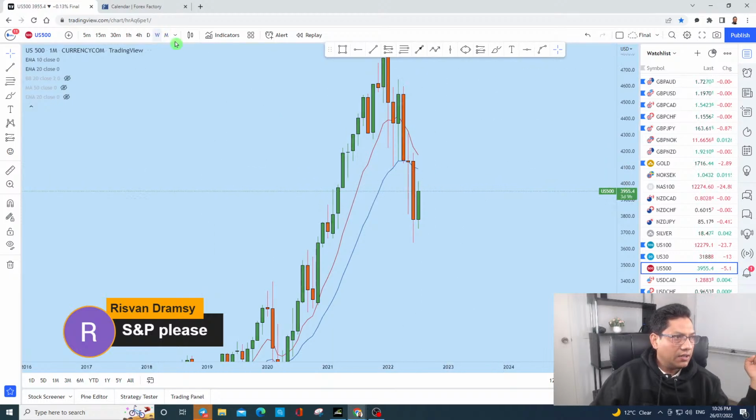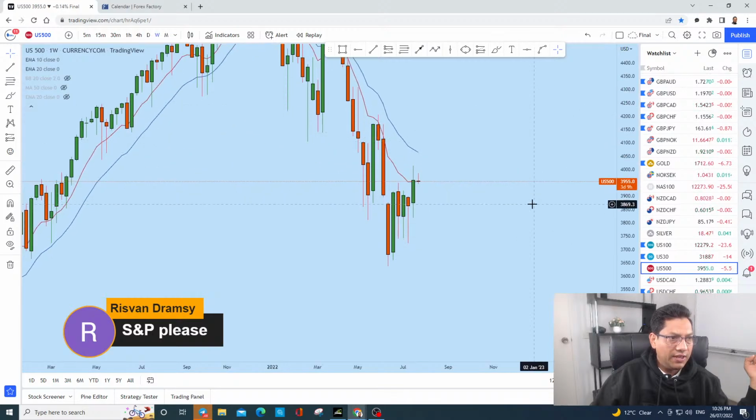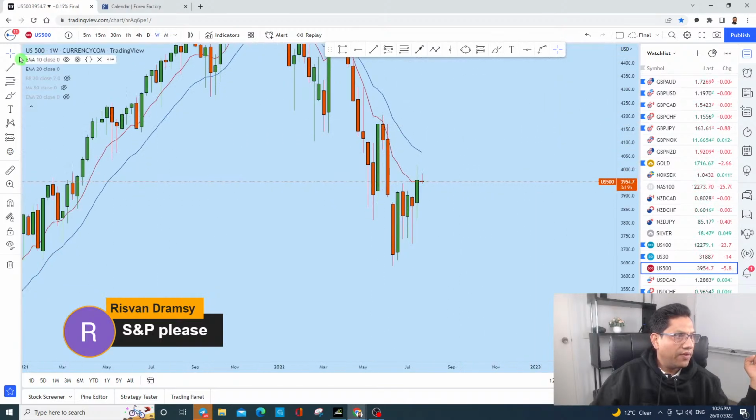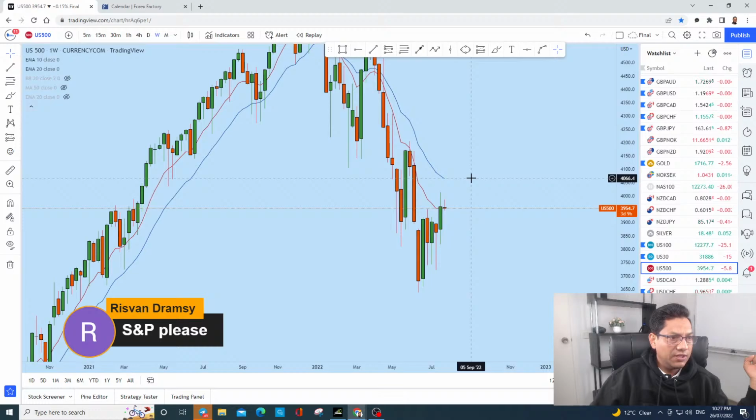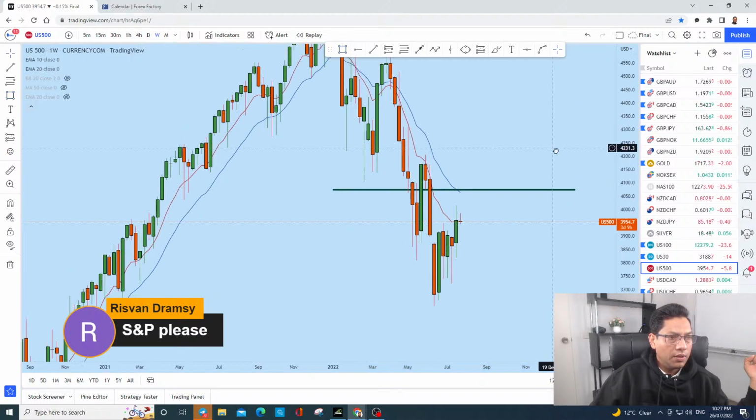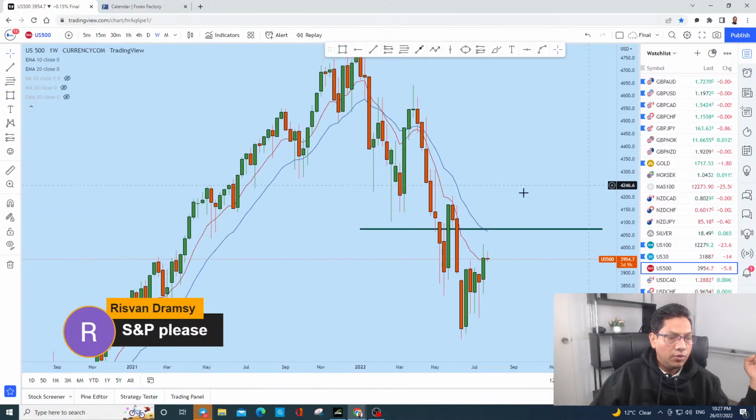I think looking at the weekly, we might see that US 500 might go up and test this zone here. The reason is that you can see there is a doji here. This is the support of this doji. There is a probability that the price will go up and test this support as a resistance, and then we could potentially see US 500 coming down.